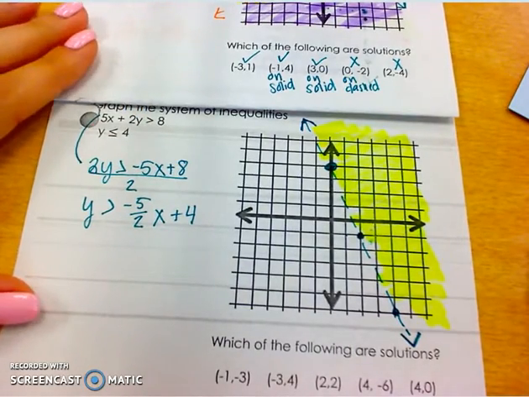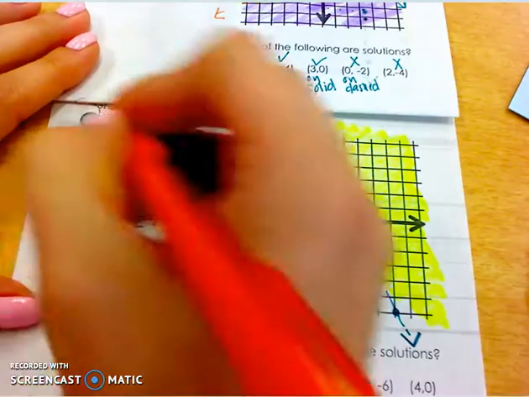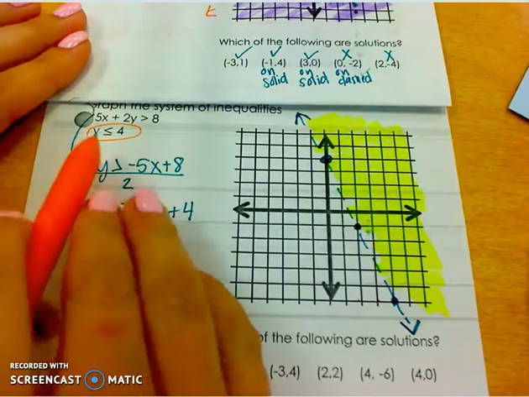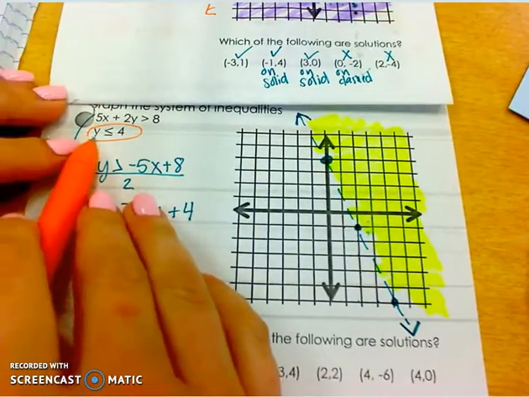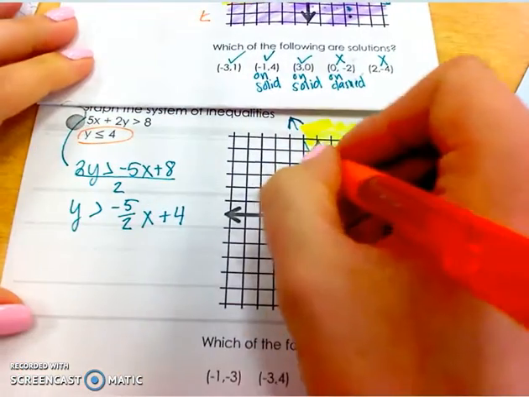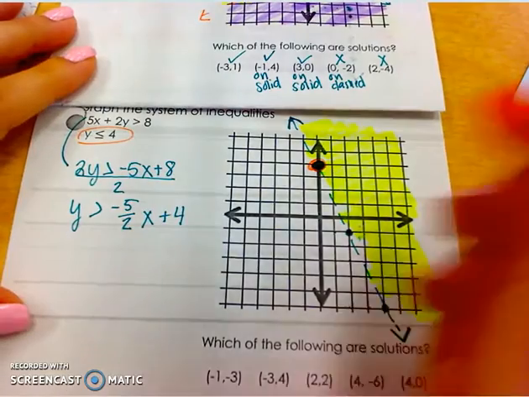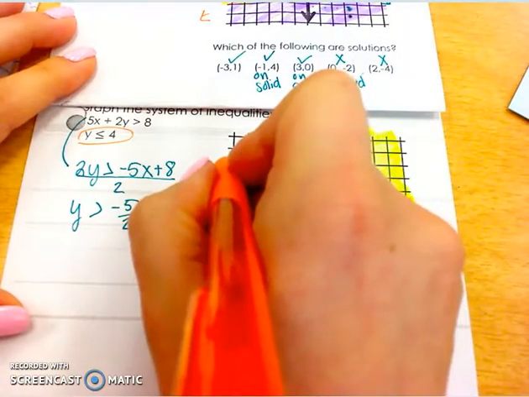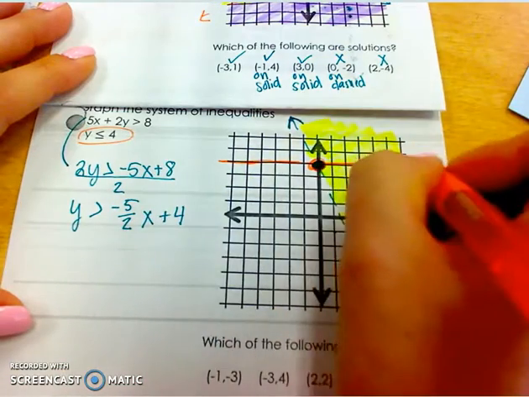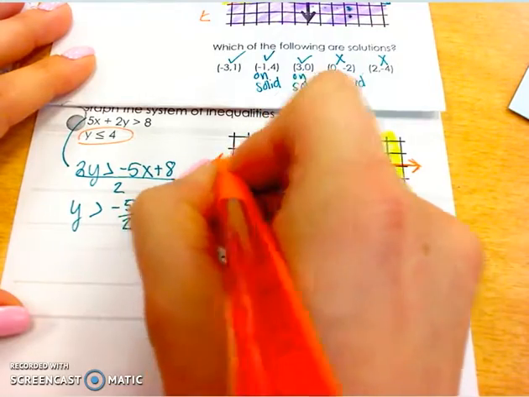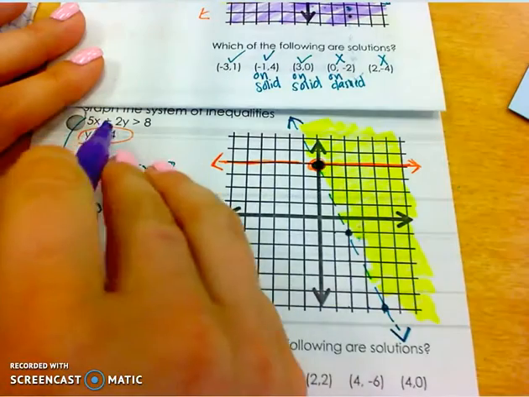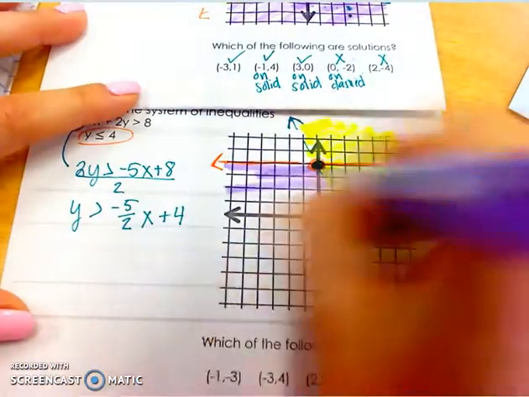And then our next is y is less than or equal to 4. The slope here is 0. There is no x. This is where the line crosses the y-axis. So we're at +4. So it's right here. And there is no slope. That means this is a horizontal line. And it is solid because it has the or equals to. And you're shading everything. It's less than or equal to, so down.